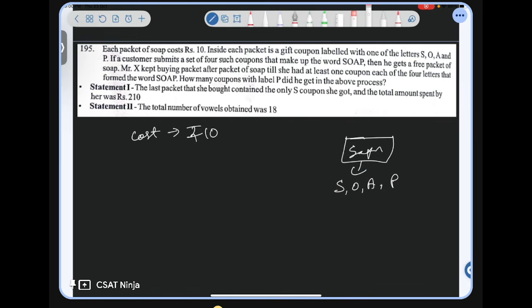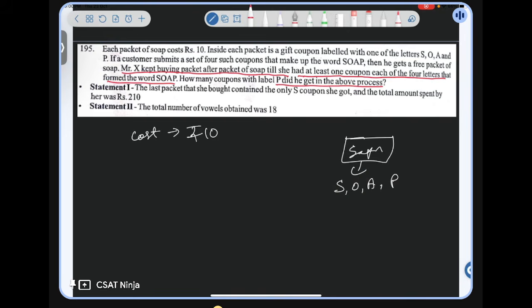That means one free. Next, X kept buying packet after packet of soap until she had at least one coupon each for the four letters that form the word soap. How many coupons with the label P did he get from the above process?